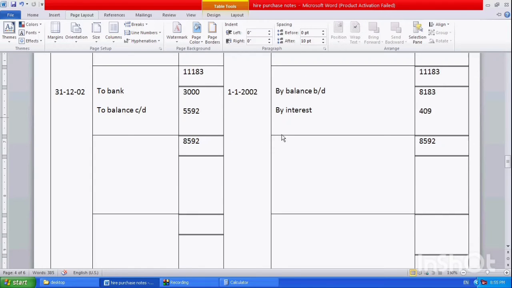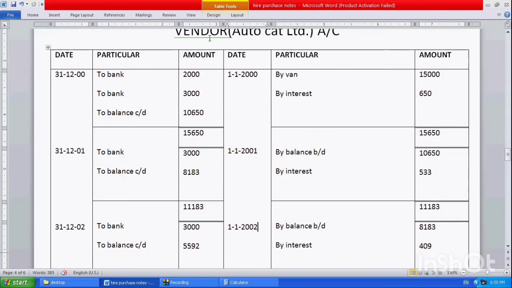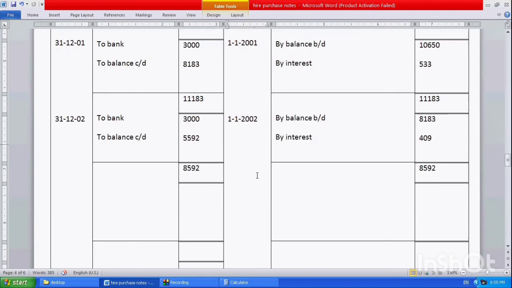So last and final years. Okay, this is the first year, second year, third year, but not the fourth and fifth. So let's go for the fourth and fifth also. First January 2003, by balance brought down. How much is the balance? 5,592 is the balance.